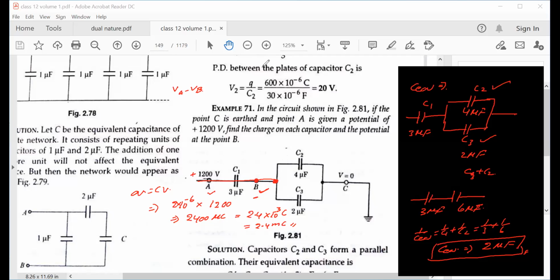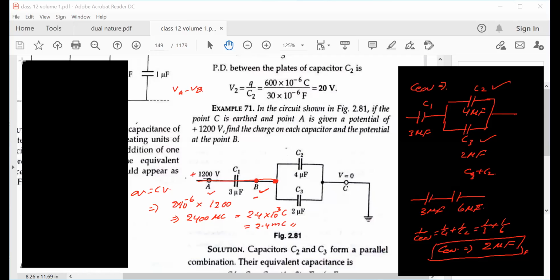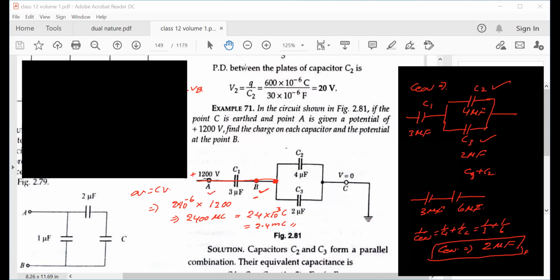Now, the same thing we are going to see here. So the potential difference between the 2 points. The relations are like this. From A to B, I'm going to find the potential difference between these 2 points. So VA minus VB. The potential difference between the 2 points is equal to, as we have charge on C1, Q by C1, where we know that Q is equal to CV, so V is equal to Q by C.